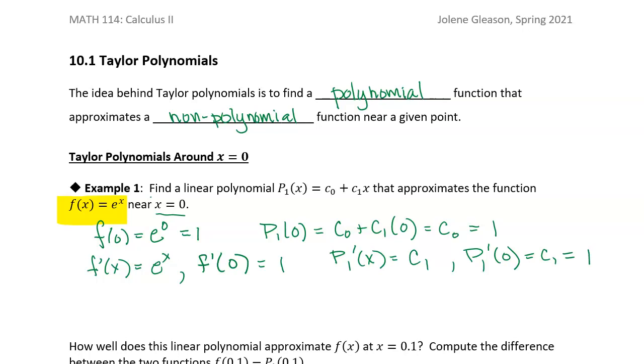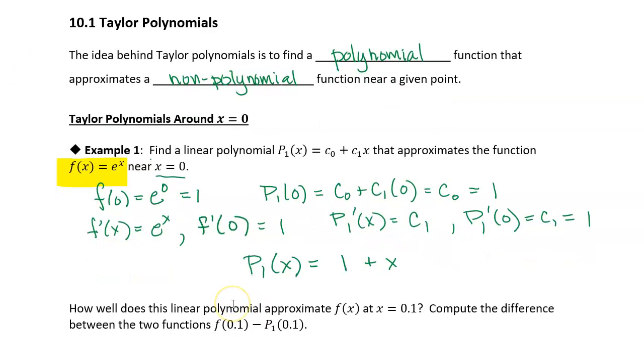All right. So now we know c0 and we know c1, and we can write our polynomial. So p1 of x is equal to 1 plus 1 times x. So just 1 plus x. Okay, that's pretty simple, right? It's a pretty simple formula that models e to the x.